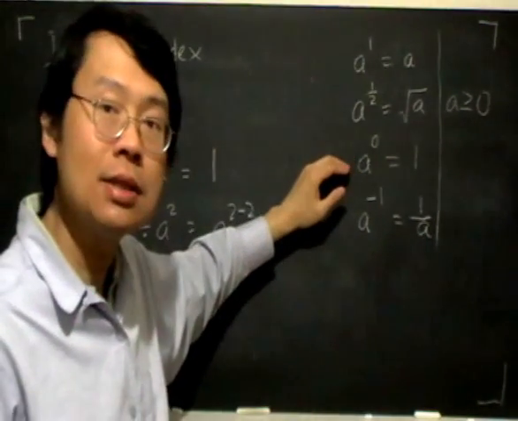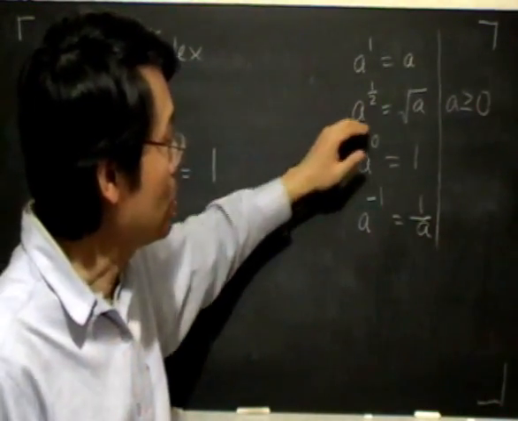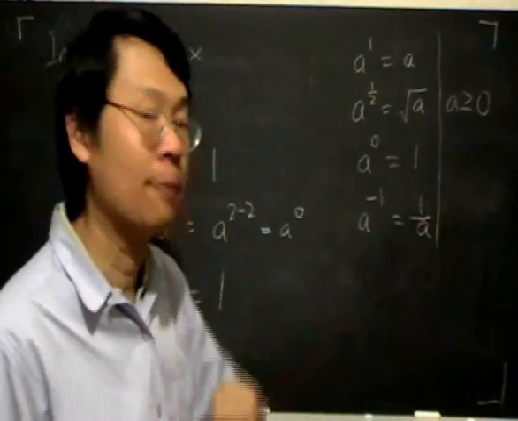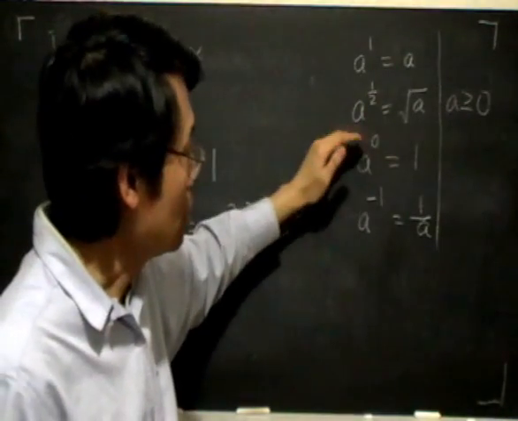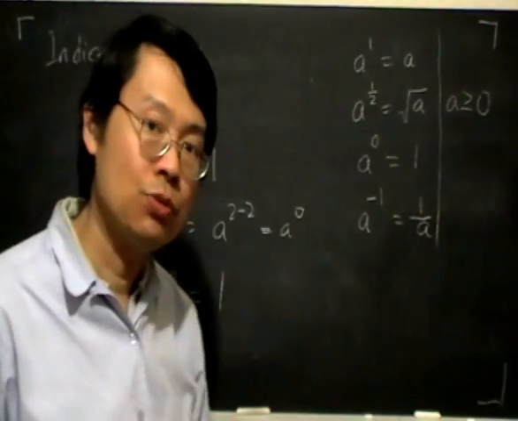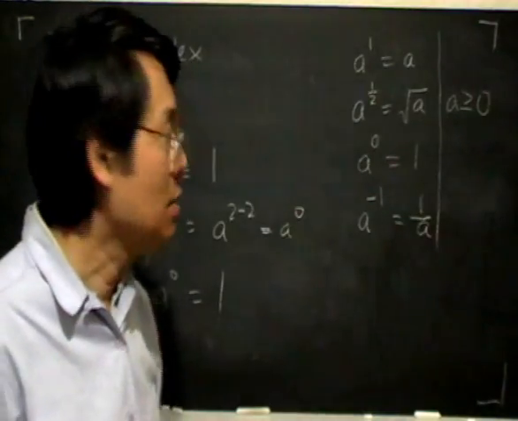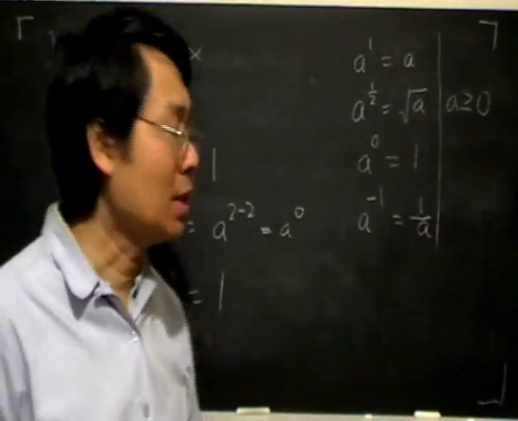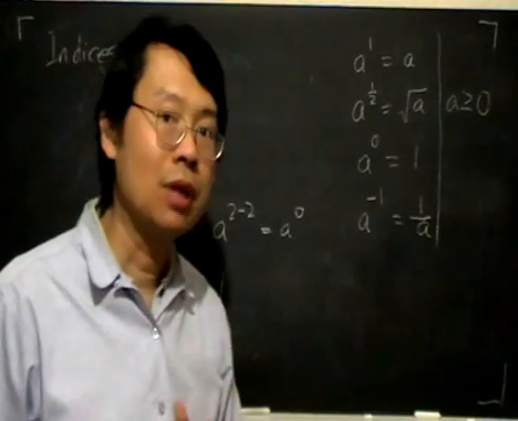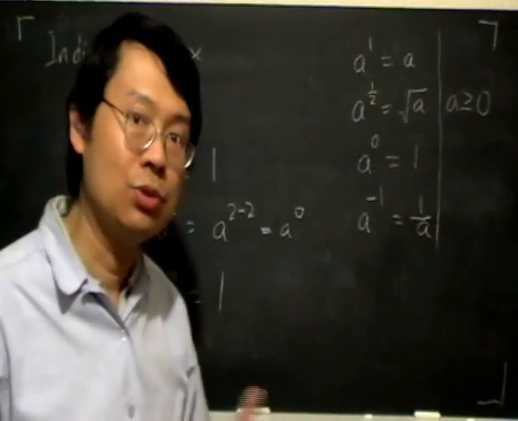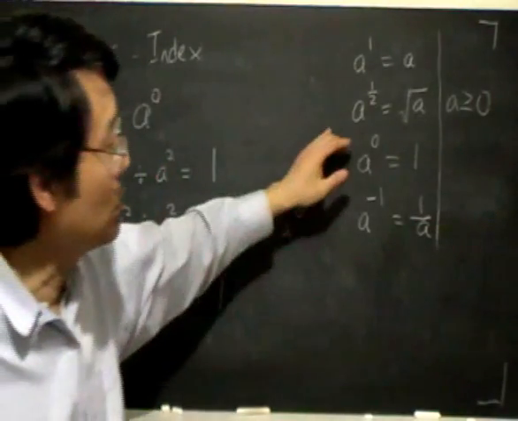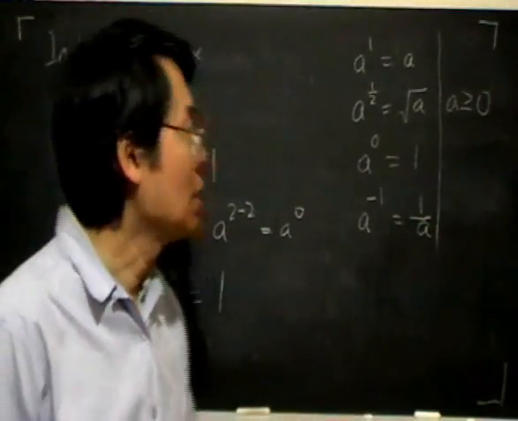What this is saying is that if a is equal to 0, it should be equal to 1. Now, since we are talking about algebra, what this means is that it should be true for any numbers of a. For example, if a is 1, then a to the power of 0 is 1. If a is 2, then 2 to the power of 0 is 1. If a is 3, 3 to the power of 0 is 1, and so on and so on.